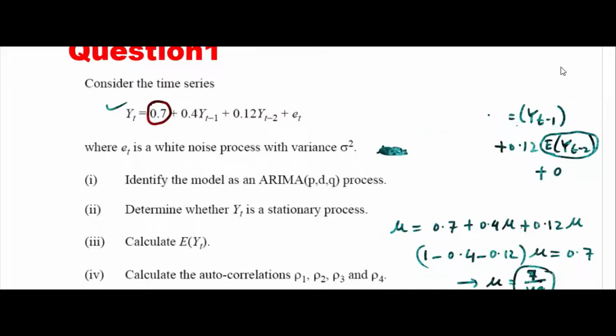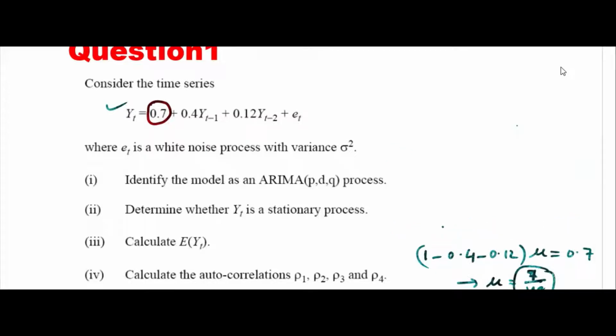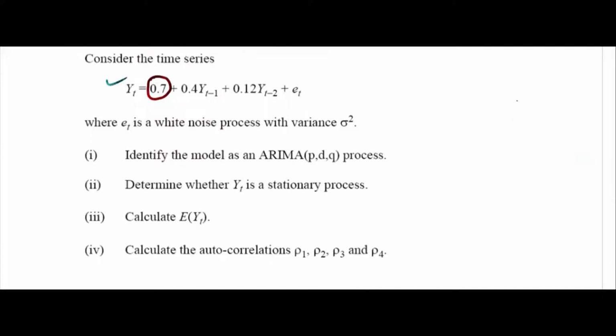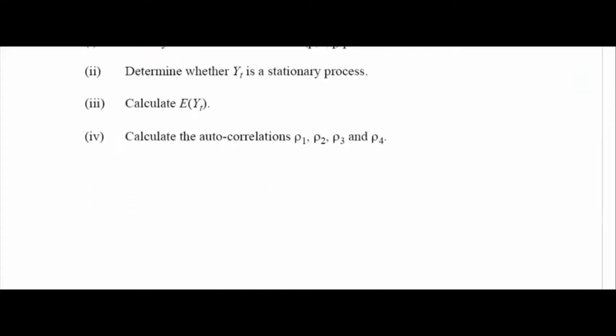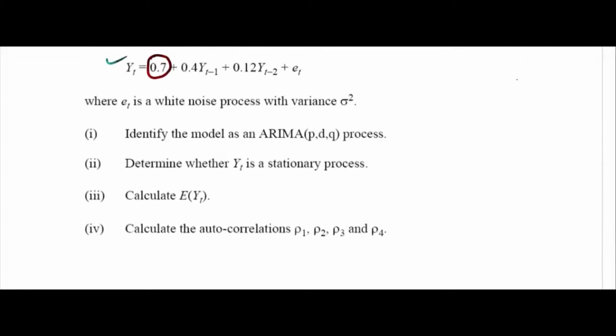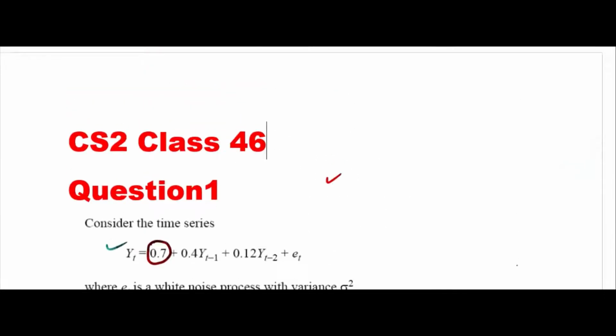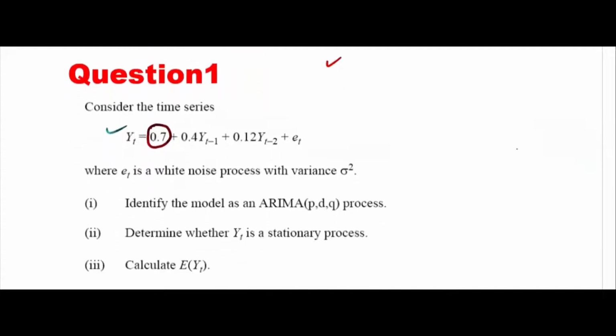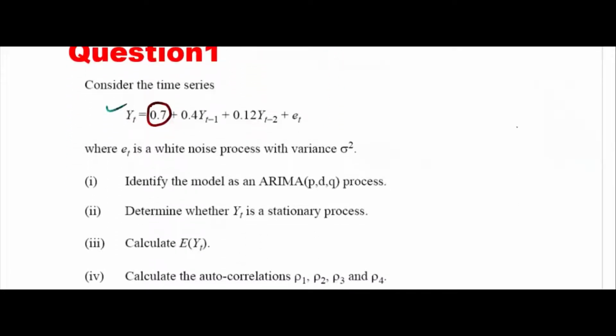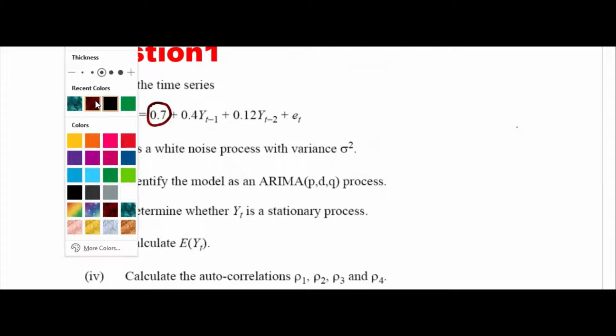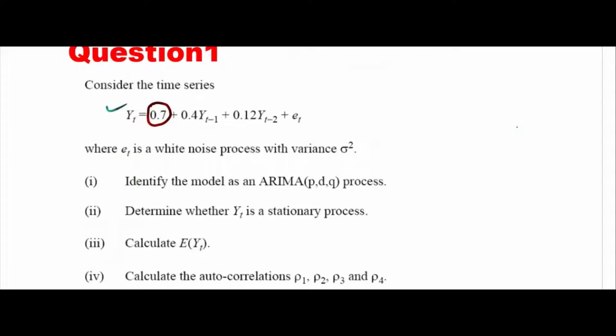So you have to find autocorrelations. How many autocorrelations you are finding, that also you have to know: rho 1, rho 2, rho 3, rho 4. Okay, so we don't need to solve any equation directly. You can find them through Yule-Walker equations. Through Yule-Walker equations you will be able to find all these autocorrelations.